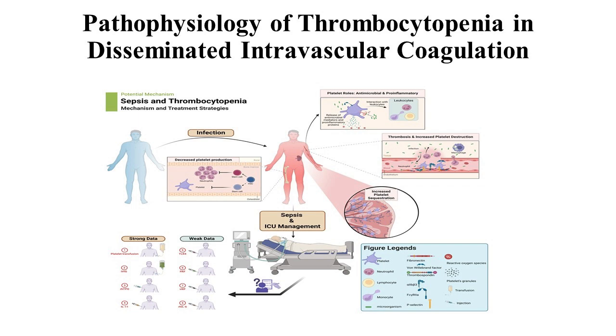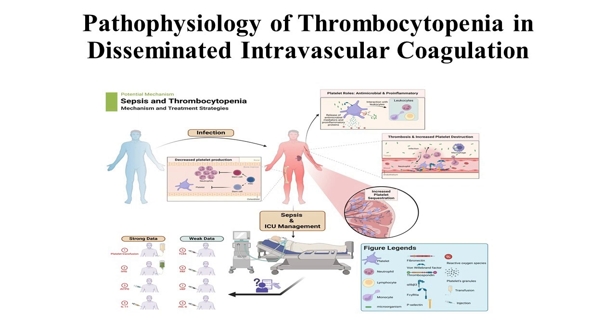In DIC, systemic activation of coagulation leads to excessive thrombin generation. Thrombin activates platelets, which aggregate and become incorporated into widespread microvascular thrombi. This consumptive coagulopathy results in progressive platelet depletion.